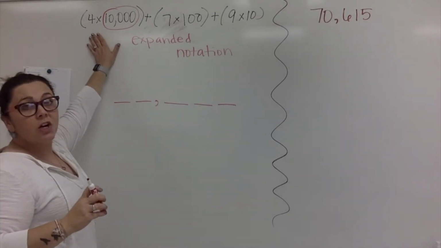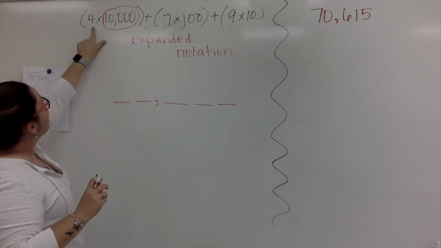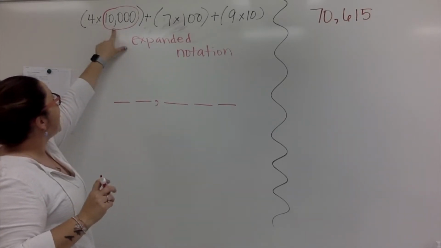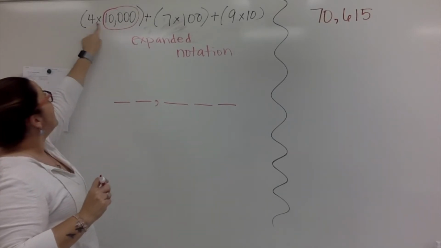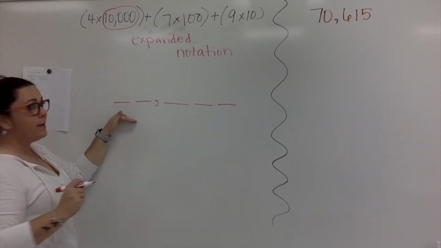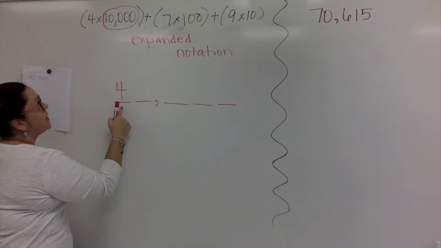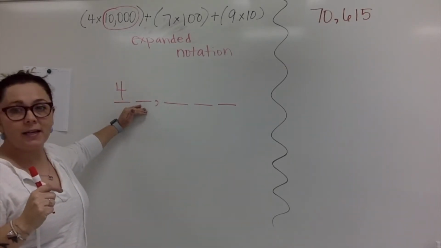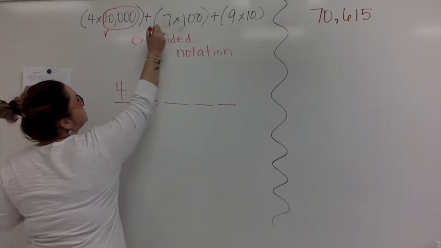Since I know this is my largest digit in the number, I'm going to start there. And I look at this: 4 times 10,000. That's telling me there is a 4 in the 10,000s place. So I'm going to come down here to my blanks and I'm going to put that digit 4 in the first blank because that is the 10,000s place. Okay? Now, I'm done with that one. I'm going to move on to the next one.